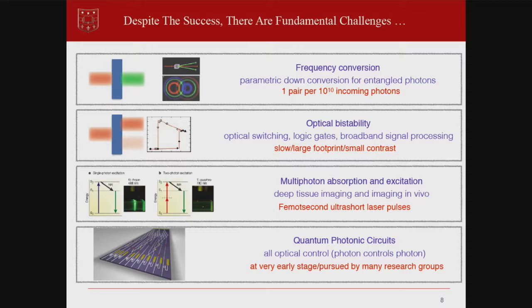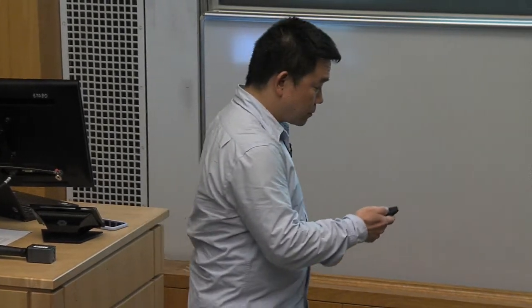For the first two challenges, it turns out people can overcome these challenges by using classical means. For example, in our group, we propose a mechanism to enhance the optical nonlinearity by orders of magnitude using engineered optical materials. In today's talk, on the other hand, I would like to focus on the latter two challenges because these two are fundamentally quantum mechanical. So let's take a look why the quantum optical nonlinearity is so weak. It's difficult to use photons to control photons.